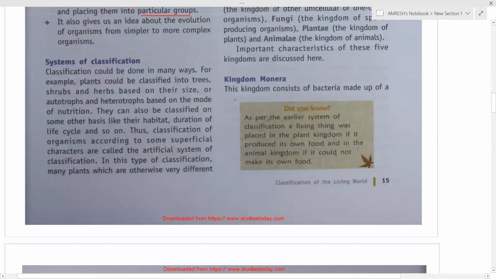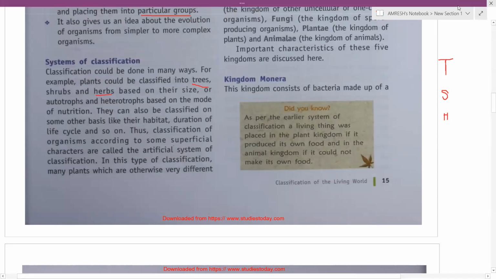System of classification. What is a system of classification? Classification could be done in many ways. For example, plants could be classified into trees, shrubs, and herbs based on their sizes. Trees are tall, shrubs are a little smaller, herbs are much smaller. So we are classifying on the basis of size. A mango tree is tall. A rose plant is a little shorter than the mango tree. So yes, shrubs means shorter than the trees. Herbs means very small plants. There is a mint plant, okay? So on the basis of size also we are classifying.